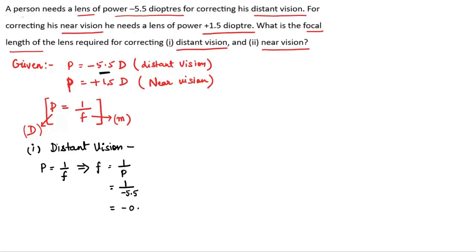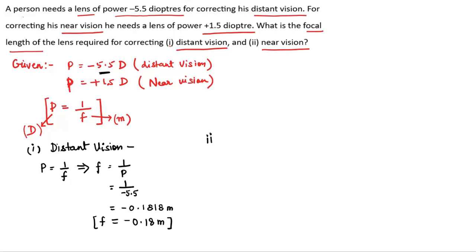minus 0.1818 meters. Here the unit is not diopter; focal length unit must be in meter. If we take only two values after the decimal, we can write minus 0.18 meter as the final answer. So this is the focal length for distant vision.